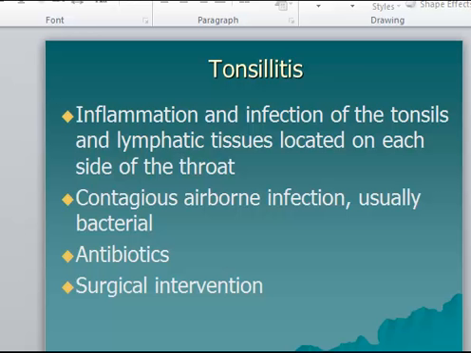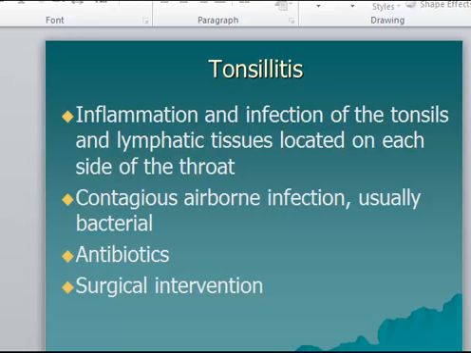Other bacteria can include staph, H. influenza, and pneumococcus. And viruses can also cause tonsillitis. Chronic tonsillitis may result from an unresolved acute infection or recurrent infections.